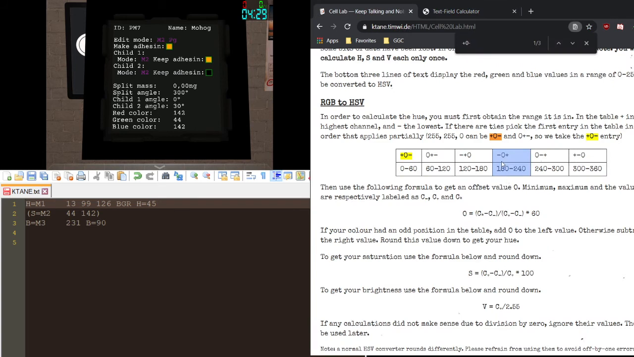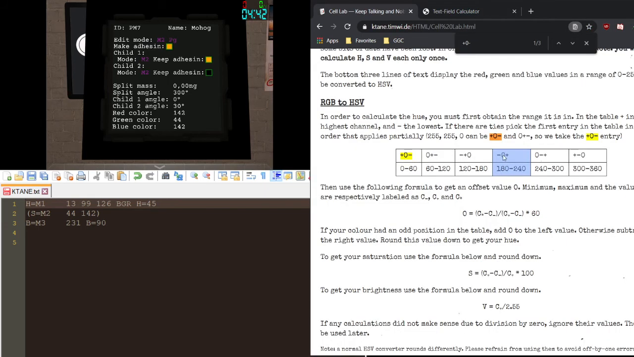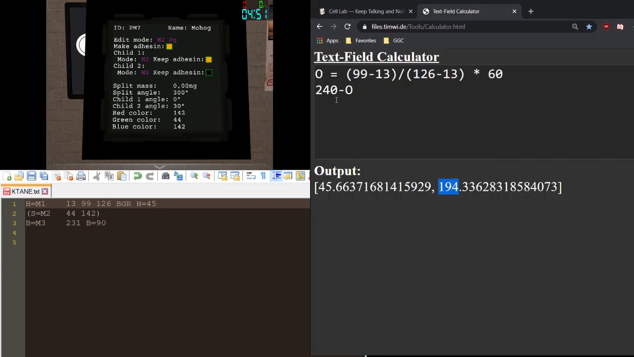Because this has an even index in the table, we subtract O from the right number, so we take 240 minus O, which would result in 194. And once again, let's say this applied. Because it's an odd index in the table, number 5, we would add O to the left value. So instead of it being 240 minus O, it would be 240 plus O, meaning the number is 285 for hue. But that is what if. Our actual hue is 45.